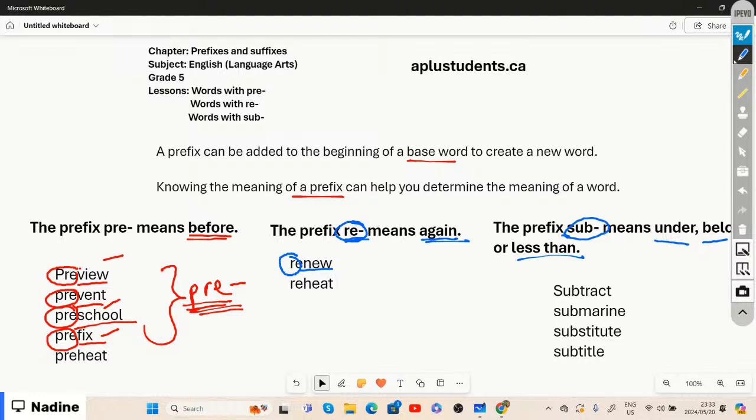Right? All right. Guys, we're going to go straight to our A Plus class, A Plus Students dot C A, and then we're going to do our test, right? Because we've already explained everything to the T. Does everybody understand what prefixes mean, especially prefixes with pre, prefixes with re, and prefixes with sub? Do we understand what that means before we continue?